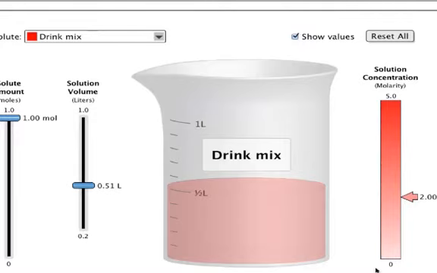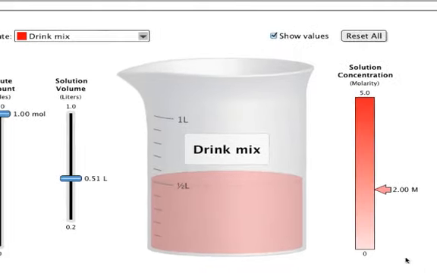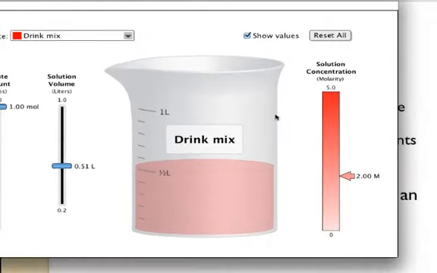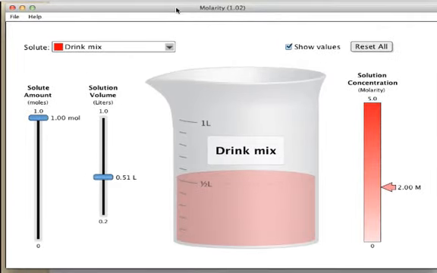If we take a look at this simulation of molarity, give me a minute, let me size it to the window. Okay. If I start off with drink mix and I have half a liter, you can see that my molarity of the drink mix is about 2 molar. And we'll get to that in just a minute. Now molarity is just a term for concentration. You can see that here, right?